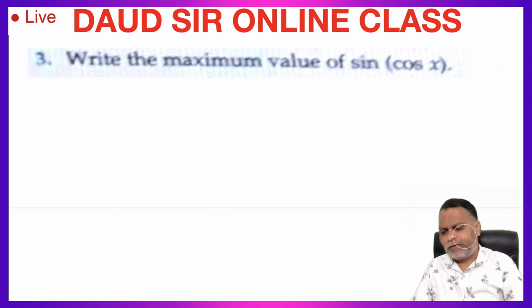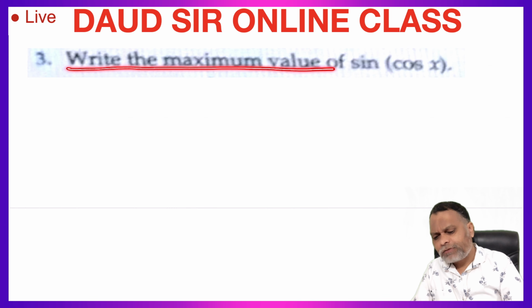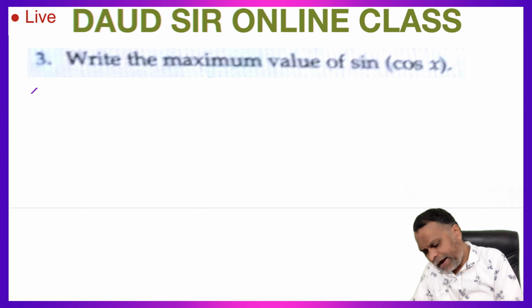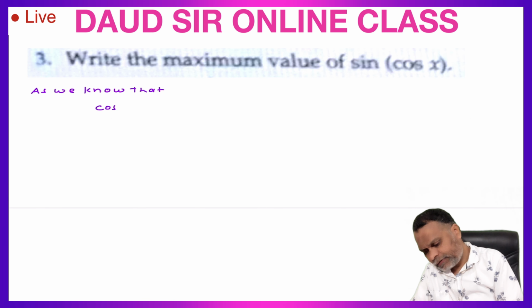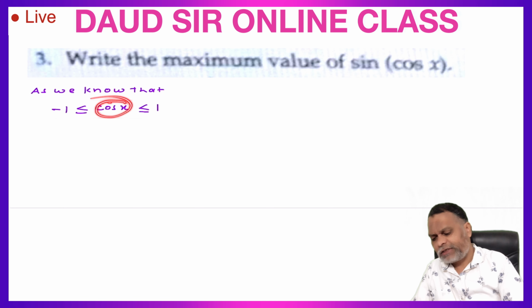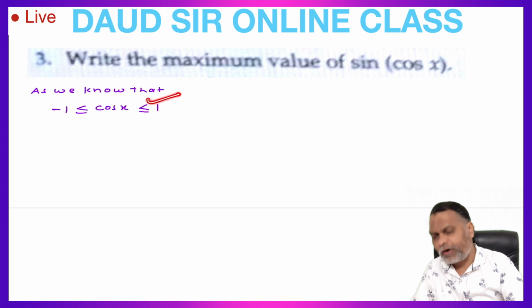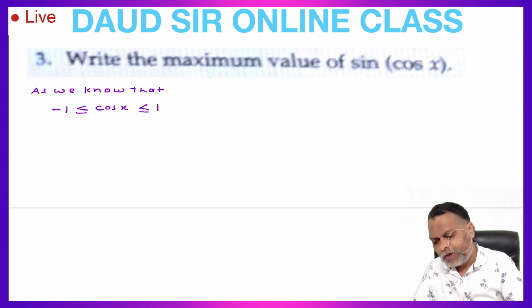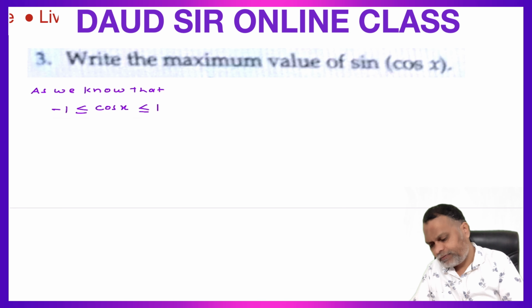Question number 3rd. Write the maximum value of sine of cos x. So as we know that cos x is greater than or equal to -1 and less than or equal to 1. The value of cos x lies between this limit. So maximum value of cos x is 1 and minimum value of cos x is -1. So here we have to find out the maximum value of this.